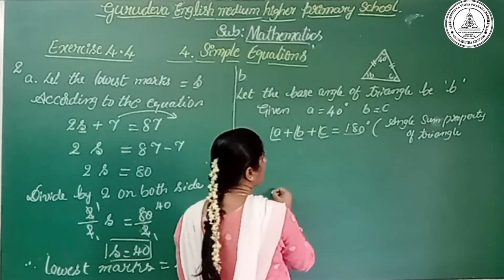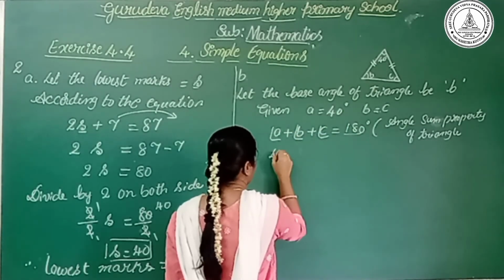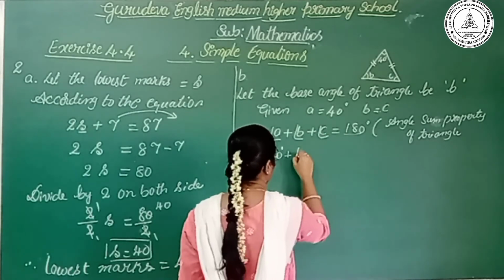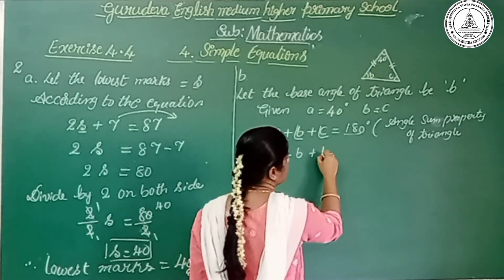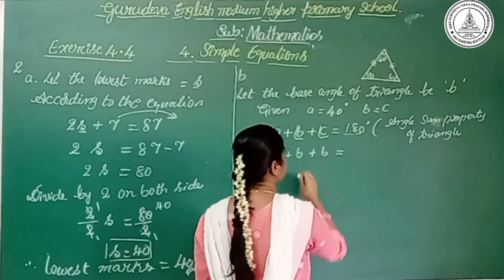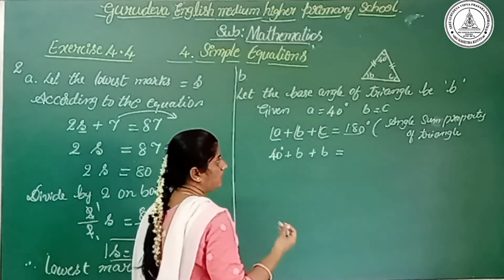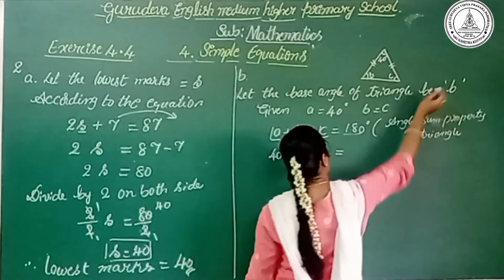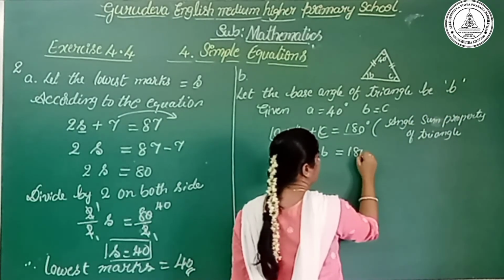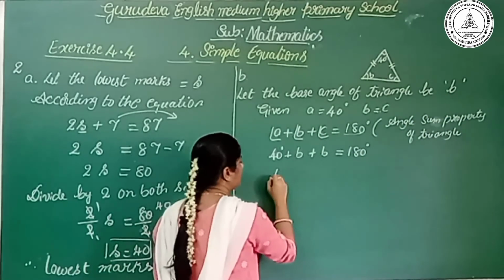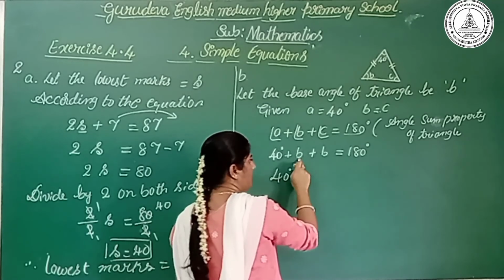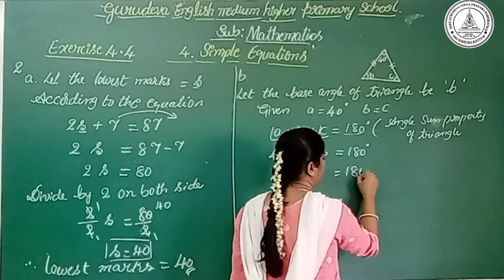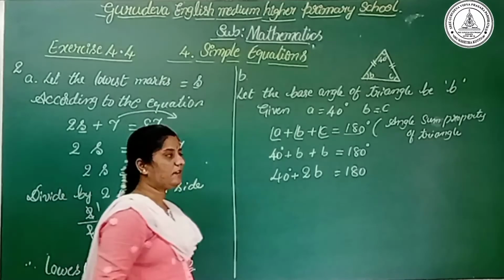What is angle A? We know that it is 40 degrees. What is angle B? Angle B is B, and angle C is also B, because we don't know the measurement of the two base angles. So I take it as B. Then 40 degrees plus B plus B, there are two B, is equal to 180 degrees. So this is the equation obtained.